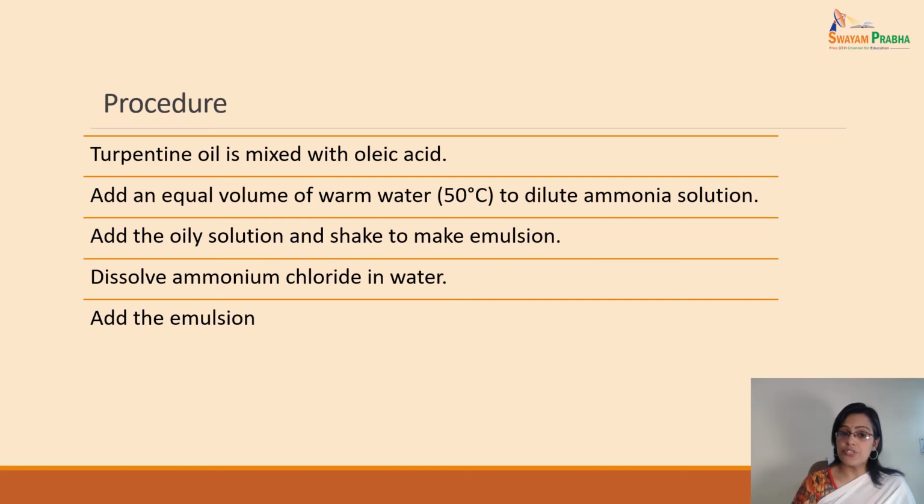Now moving to the procedure. The turpentine oil is first mixed with the oleic acid, then add an equal volume of warm water to the dilute ammonia solution, then add the oily solution and shake the preparation to make an emulsion. Dissolve ammonium chloride in water and add it to the emulsion. So this is the procedure for the preparation of white liniment.